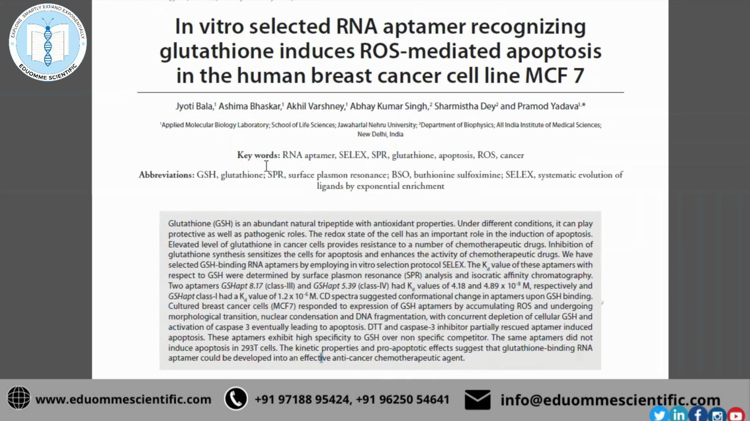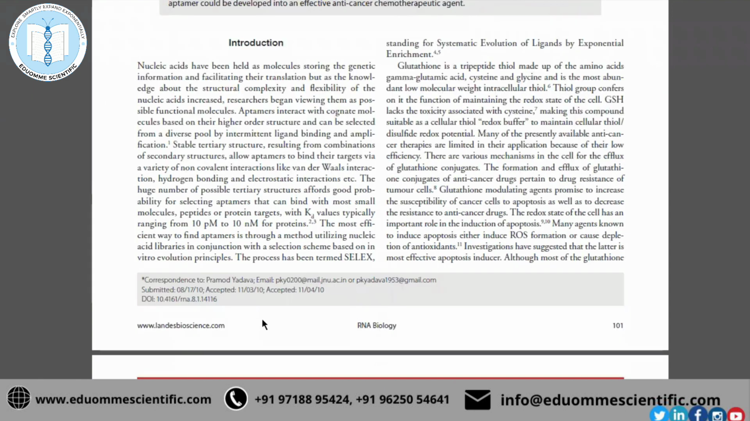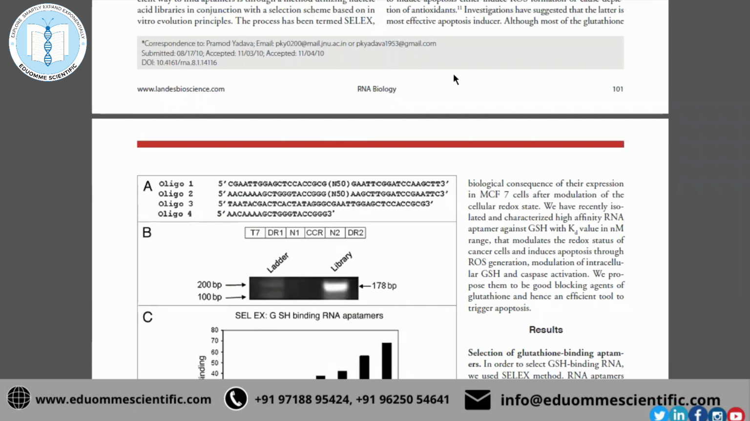If you are a beginner, you should read these keywords first. After the title, read the summary part of these keywords. Then read the abstract 2 to 3 times, so you will understand why we have chosen glutathione, why we have chosen breast cancer and aptamer, and what are the results and what is the scope. Then comes the introduction part, where we have elaborated all these things like what aptamers are, what SELEX is, what glutathione is, and how the depletion of glutathione can induce apoptosis, which will be significant as a prospective anti-cancer agent. All these things are mentioned in the introduction.